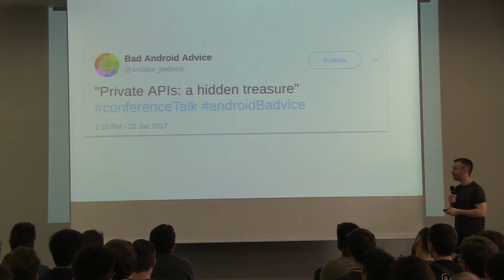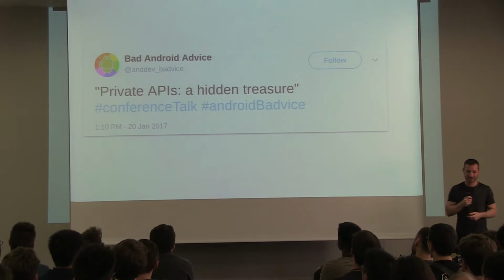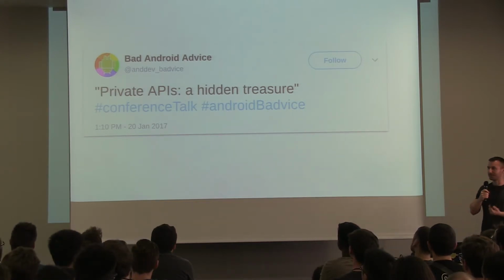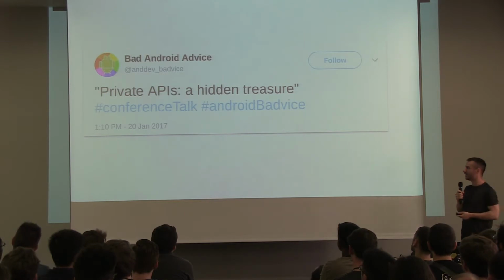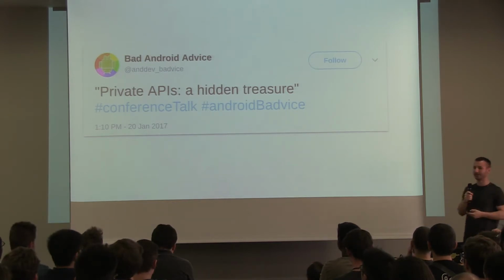And then the last thing, there's this account that my friends and I really like on Twitter. It's called Bad Android Advice, and that's what it does. It just gives very bad advice about Android programming. And one of these was an idea for a talk: Private APIs, a hidden treasure.